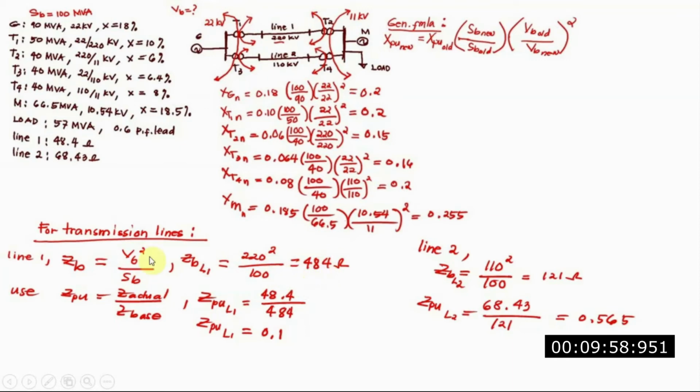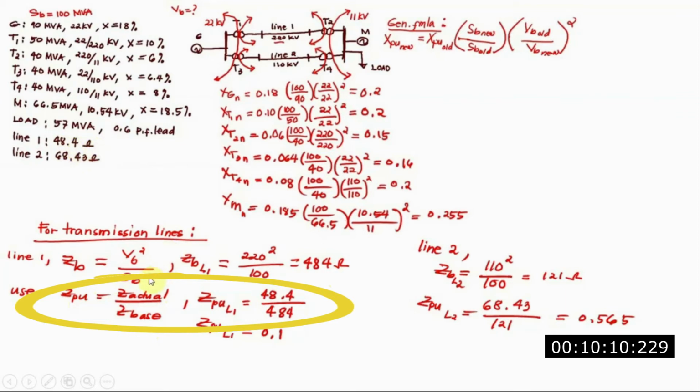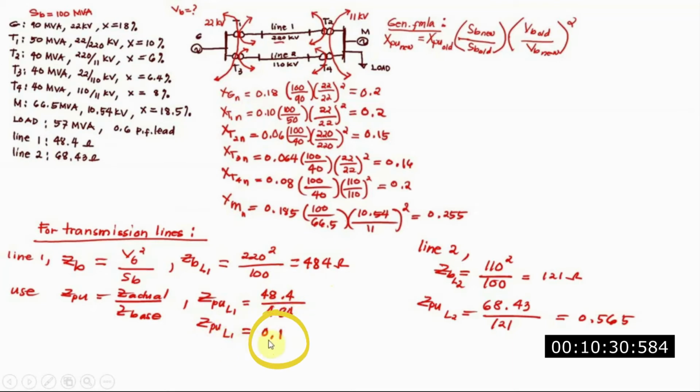Now we use the per unit, which is equal to the actual over the base. So what will be the actual? The actual is 48.4. Then the impedance base is what we have already computed, using the chosen voltage and apparent power base. That is 484. So 48.4 divided by 484 is 0.1. The per unit impedance of line 1 is 0.1.